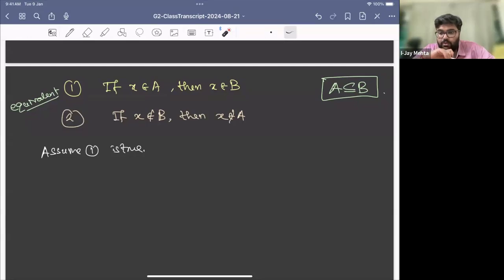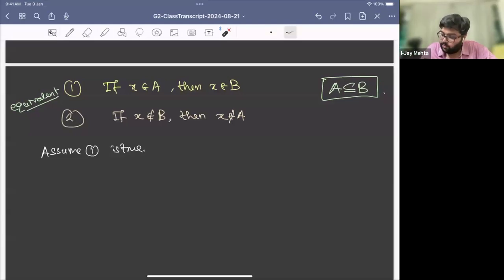Okay. So now I want to prove this. I'm saying this statement is true, then I'm saying this also must be true. So I want to prove this. What I'm given is X is not in B. So I assume, suppose X is not in B. What I want to show? X is not in A. Okay, this statement is true. I've kept it aside.